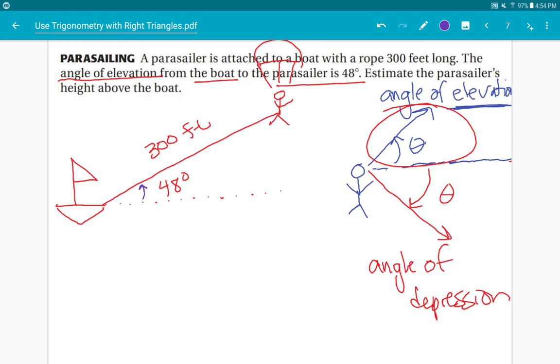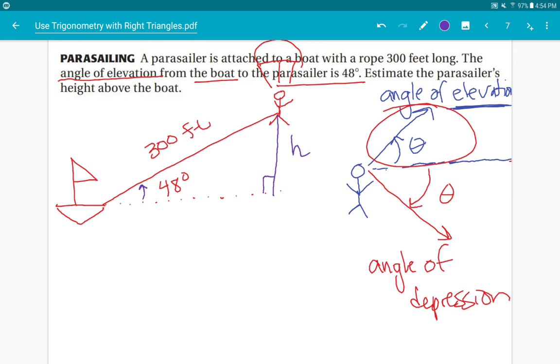It says estimate the parasailer's height above the boat. So what it's looking for is height. Height is always measured by a perpendicular line. So here's the height of the person. So we're just looking for that measurement there. So we have to figure out which trig ratio I can use in this situation.